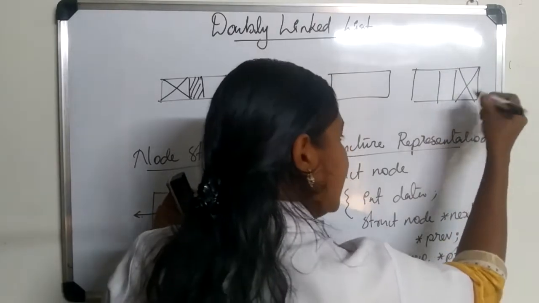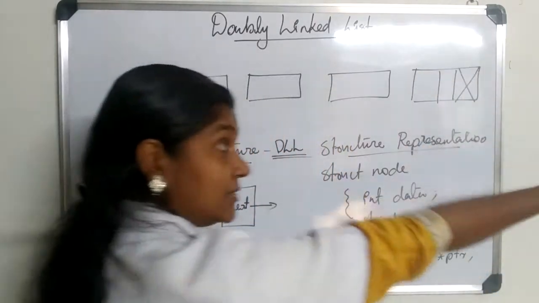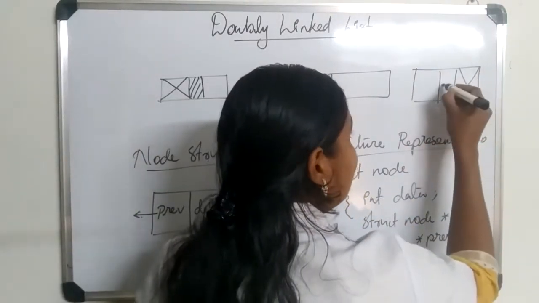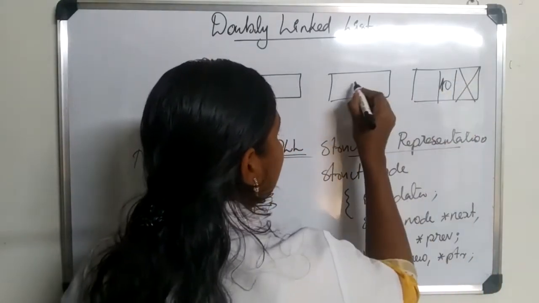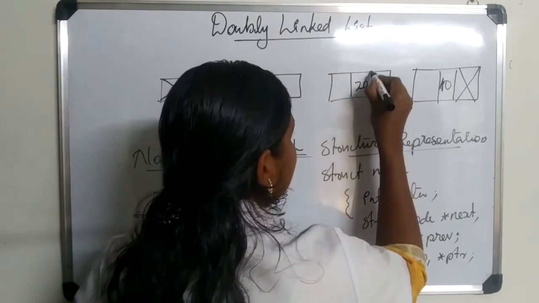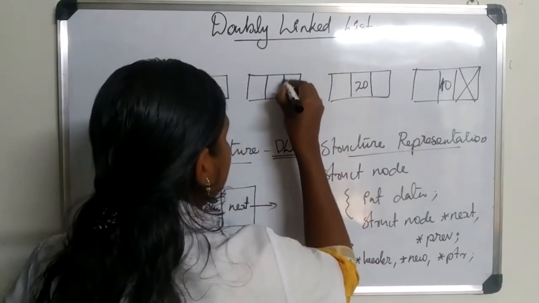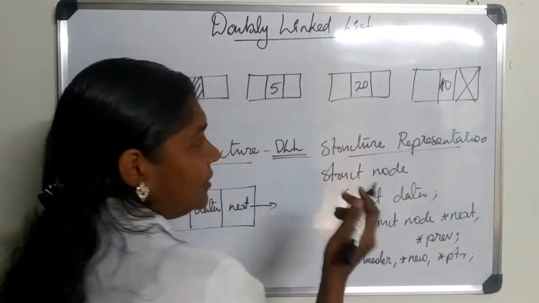So the link part of the last node, next node, is set as null. Then let the element in the last node be 10. Say this is some 20 and this is some 5. Okay, not in a proper order.